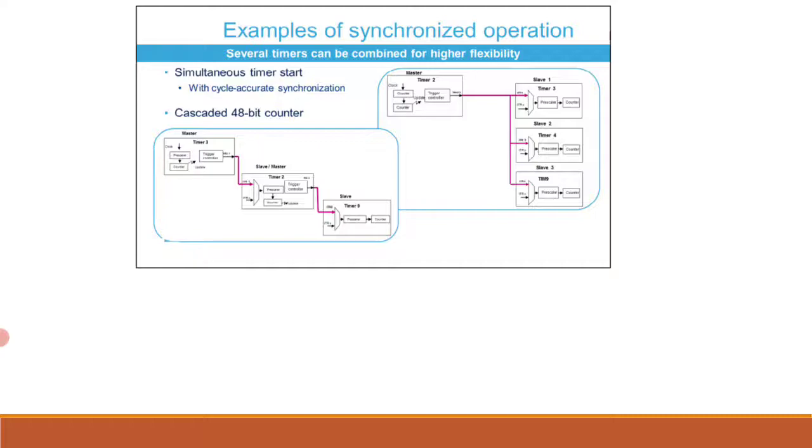The second example shows how to create a 48-bit timer by cascading 3 timers. Here the update event generated on counter rollover is used as the input clock for the following slave timer, so that timer 3's counter holds the least significant 16 bits. Timer 2's counter holds the medium bits, that is bits 16 to 31. And timer 9's counter holds the upper bits from bit 32 to bit 47.